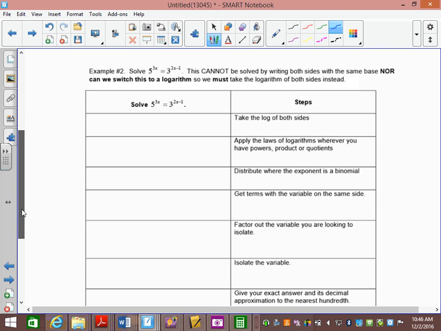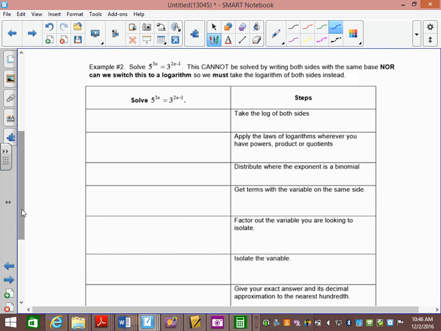Okay. So when we have 5 to the 3x and 3 to the 2x minus 1, we cannot convert this to a log because there's two exponents, right? You set it equal to the exponent when you convert to a log. Which one do you set it equal to? I don't know. So you can't convert to a log. So the first step, when you're trying to solve these ones, is you could y1, y2 them and get it with your calculator, find out where they intersect. But if it says algebraically, that is not going to work.